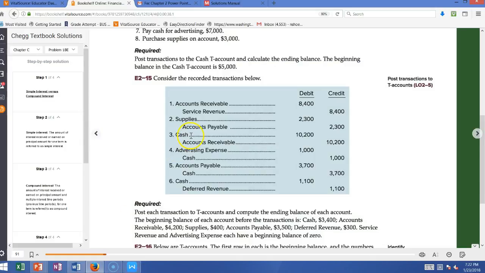Next, number 2, supplies is a debit of $2,300. Accounts payable is a credit of $2,300. What do you think happened here, guys?